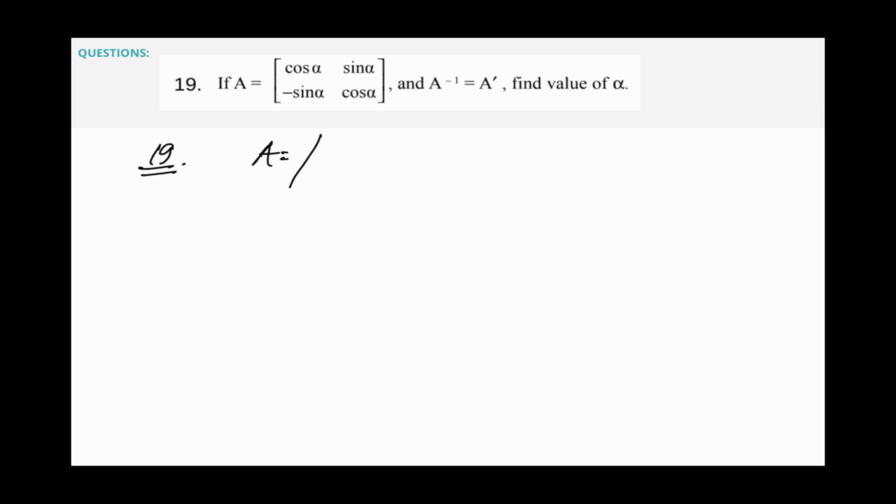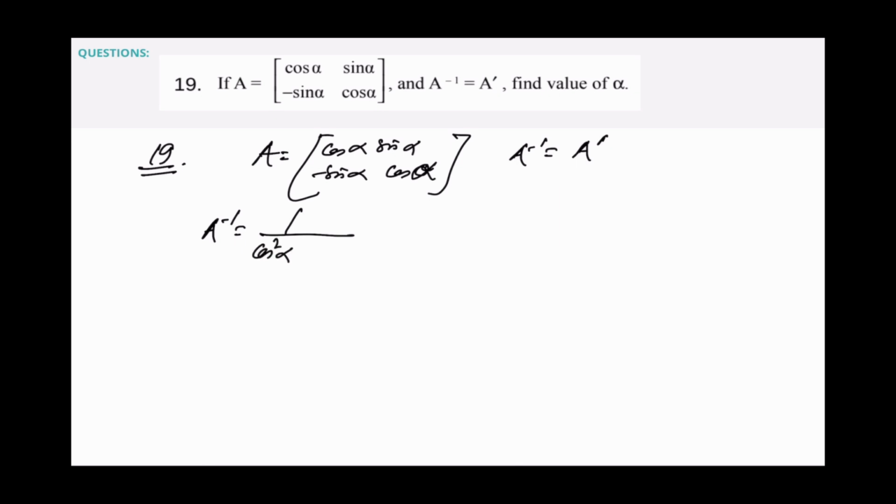The 19th one, very simple. A is given as cos alpha, sin alpha, minus sin alpha, cos alpha. What they're telling is, show that A inverse is equal to A transpose. So we know how to find A inverse, correct? A inverse is equal to what? The formula will apply: 1 by cos square alpha plus sin square alpha, the determinant. So we already know this into this, minus this into this, and interchange the leading diagonal, so nothing changed. And here just the minus sign will change. So we got basically this, because the determinant is equal to 1 only, correct?